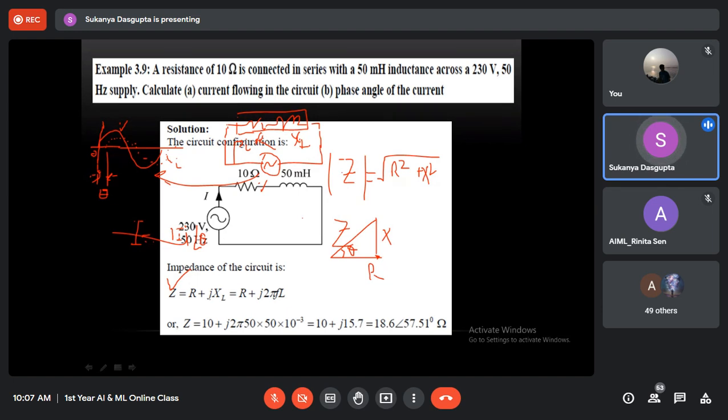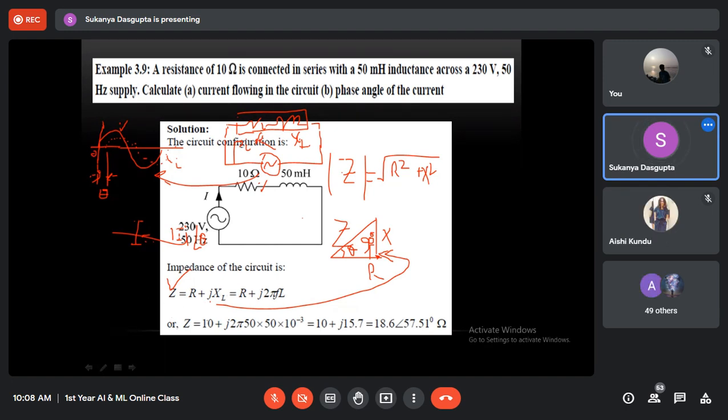This j will represent this 90 degrees, which is the angular difference between this X and R, between the voltage across the inductance and the current through it. If you follow the impedance triangle, you will see there is an angle of 90 degrees, or reactance is just perpendicular to the resistance. So this plus 90 will be represented by this plus j. So impedance can also be represented as R plus j of XL. Is it clear? So this is called the rectangular format of impedance.